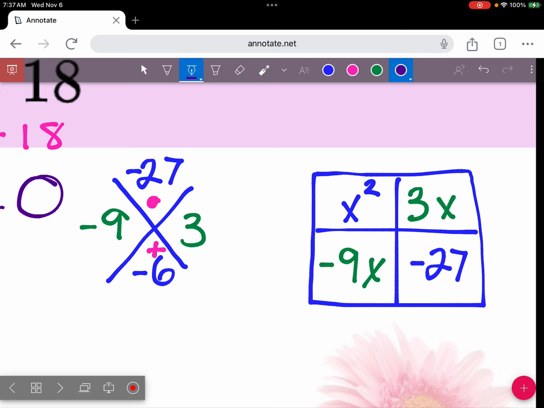Is there a way we can do this without the boxes and the X? Correct. You do. That would be like the factoring by grouping. You can do that one. Absolutely. You do not have to use the box. And I'll do the next one with the grouping.